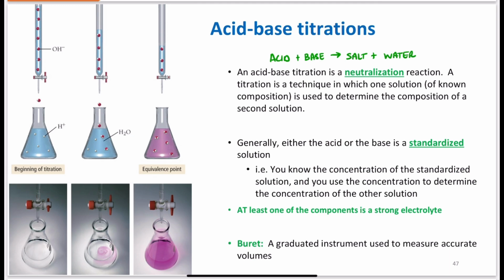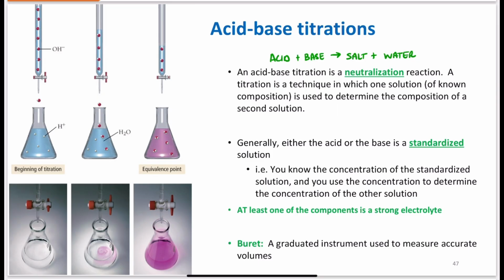Titration itself is a technique. A titration is a technique in which one solution of known composition is used to determine the composition of a second solution. Generally speaking, either the acid or the base in your system is a standardized solution. What that means is we know the concentration of that solution ahead of time. We use that known concentration to determine the concentration of the other solution that we need to find.